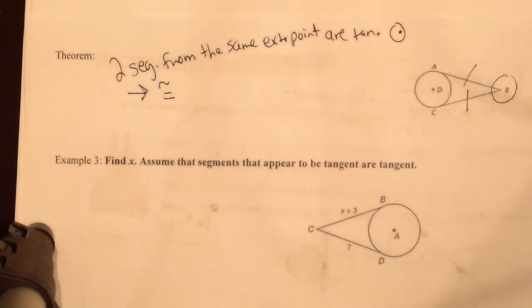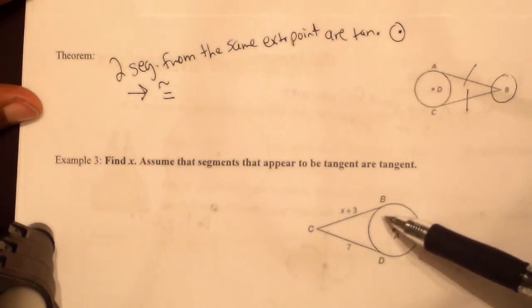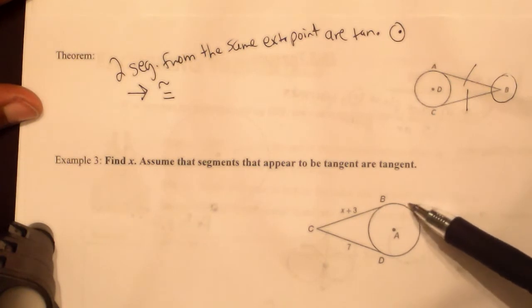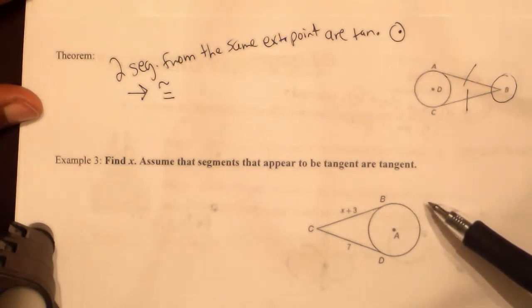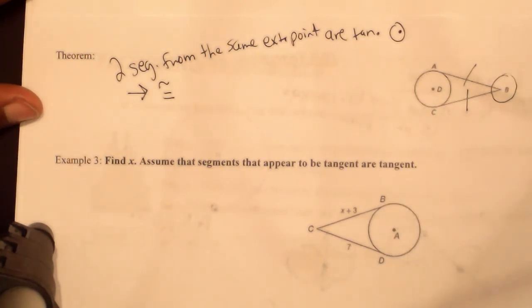So when you look at example 3, we're going to do some more algebra. It's an easy one-step problem. It says find x, assume the segments that appear to be tangent are tangent. Why do we say that? Because in some cases like this, it looks like you can draw the line straight through, so it wouldn't be a tangent line, it'd be more of a secant line. So that's why it says to assume it's tangent.